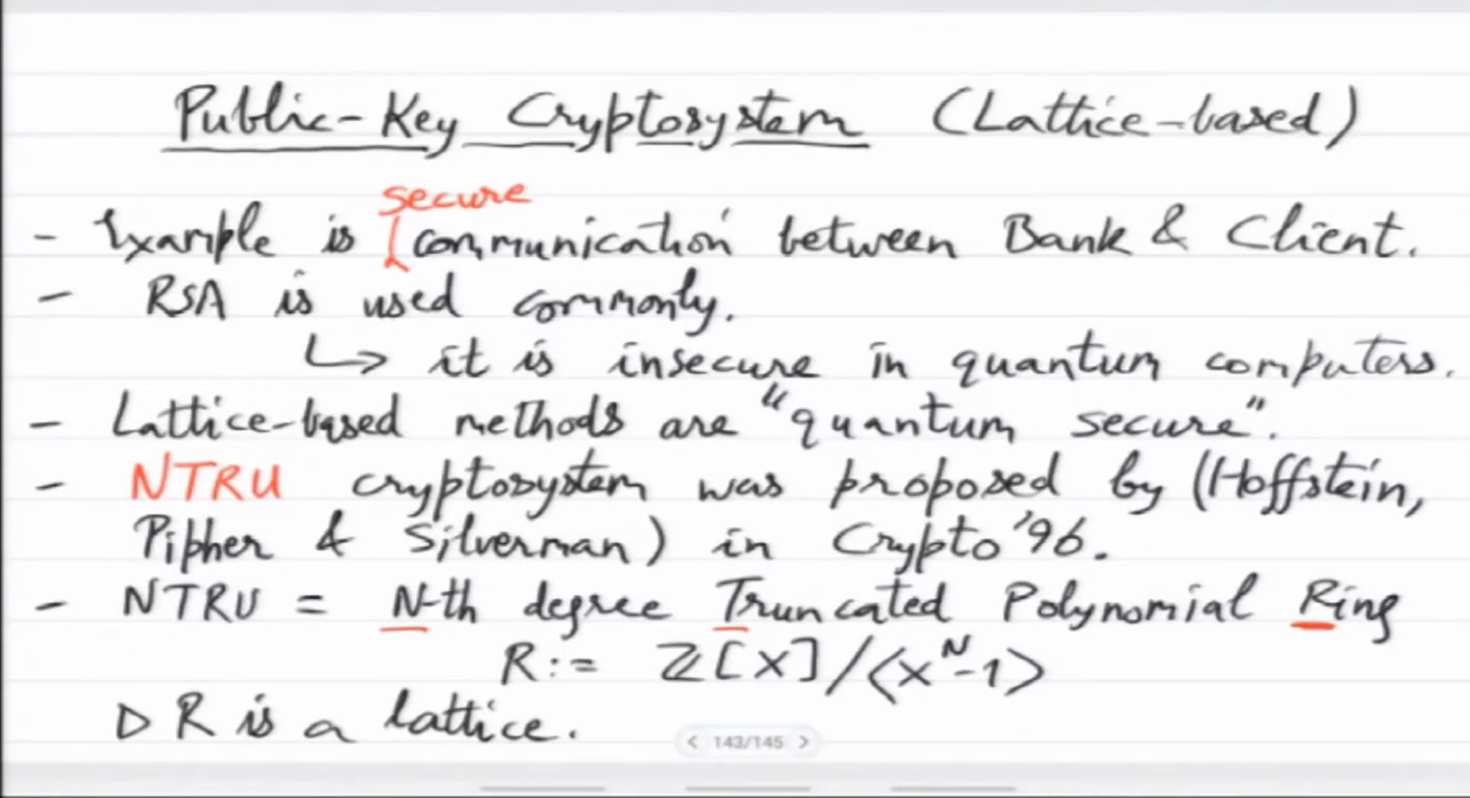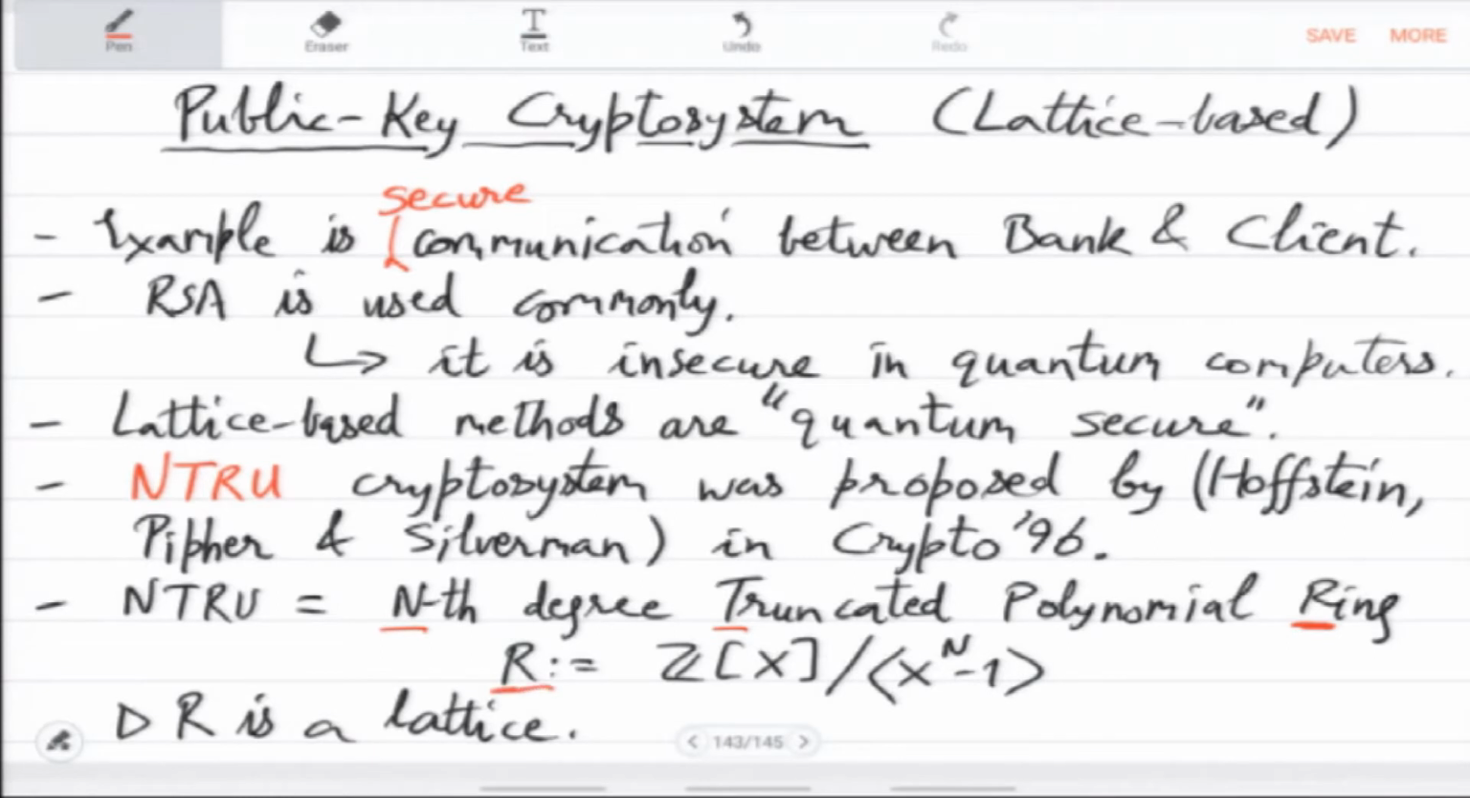So last time we started a public key crypto system that is lattice based. It is called NTRU, which stands for nth degree truncated polynomial ring. So the ring R is this integer univariate polynomial ring, and you mod out by x to the n minus 1. Okay, so this is the ring, and this is actually an integral lattice.